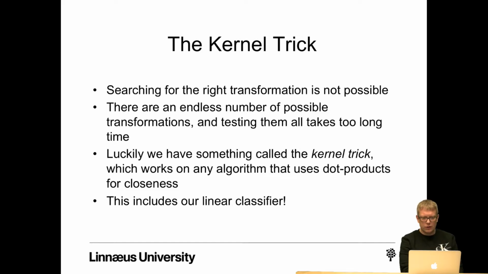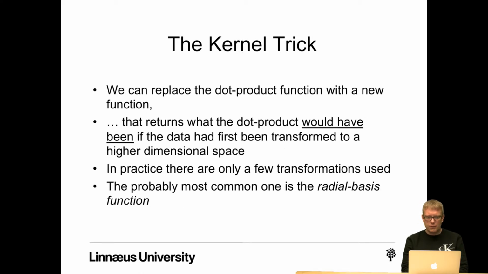Luckily, we have something called the Kernel Trick, and it works on any algorithm that uses dot products for closeness, so that's why we needed a dot product based closeness instead of Euclidean distance. So it includes our linear classifier if we use dot products for closeness. We can replace the dot product function with a new function that returns what the dot product would have been if the data had first been transformed to a higher dimensional space. In practice, there are only a few transformations used, and probably the most common one is the radial-basis function.